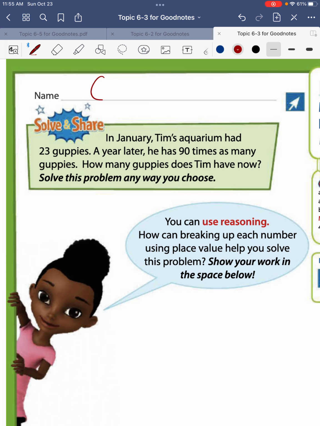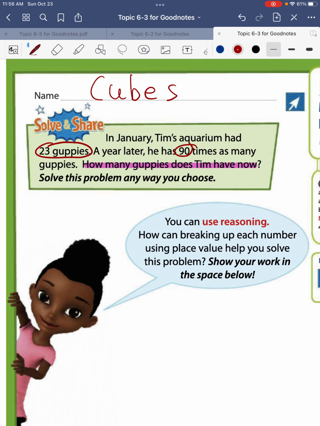Okay, so important. Let's do my cubes. First thing I do is circle important numbers. So I have 23 guppies, 90. Okay, next I'm going to underline my question. How many guppies does Tim have now?